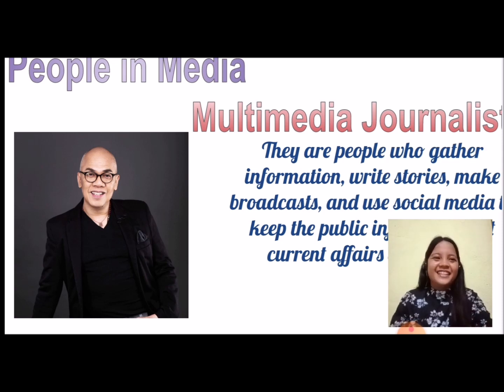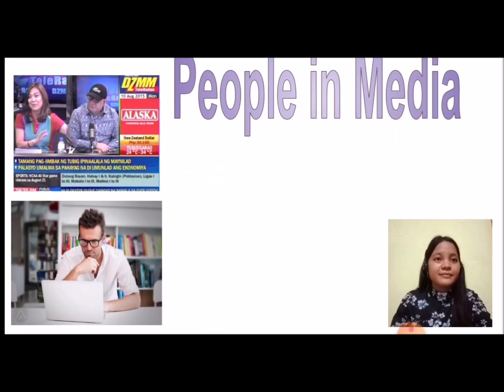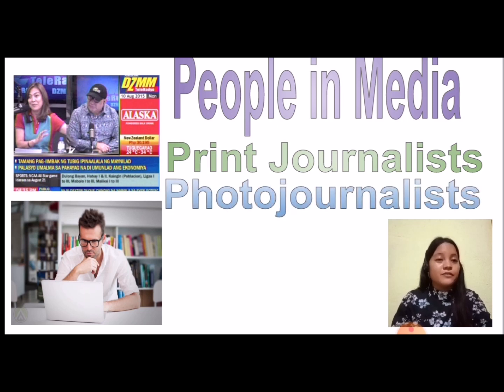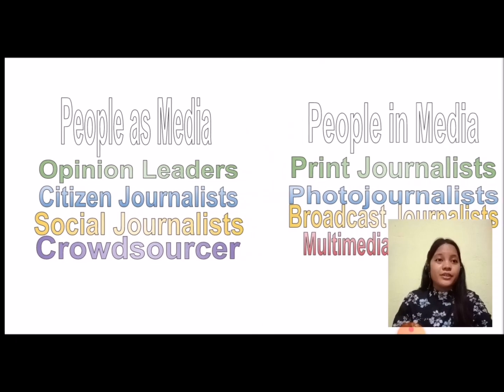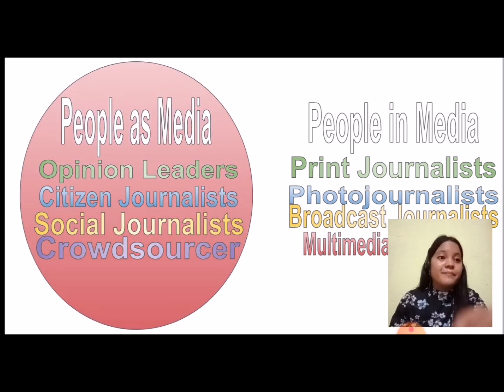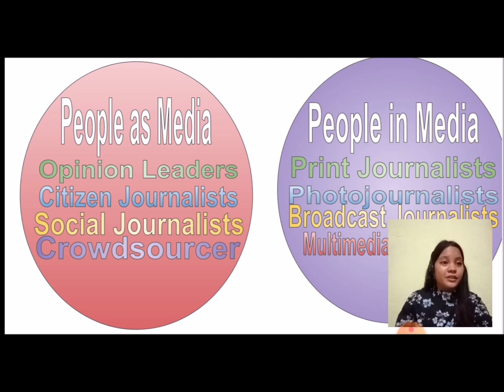Okay. Alright. So once again, these are the different categories of people in media: print journalists, photojournalists, broadcast journalists, and multimedia journalists. Let us now see a summary of the categories under people as media and people in media. So remember, people as media, they are the media themselves: opinion leaders, citizen journalists, social journalists, and crowdsourcers. People in media, on the other hand, are people behind another form of media: the print journalists, photojournalists, broadcast journalists, and multimedia journalists.